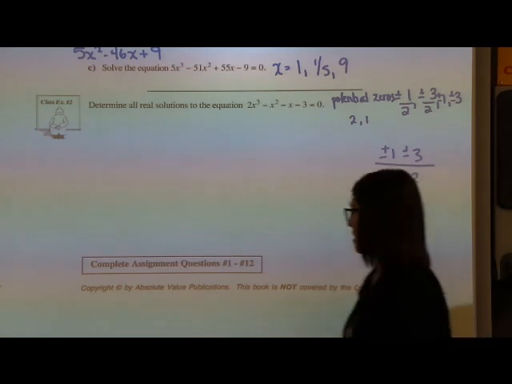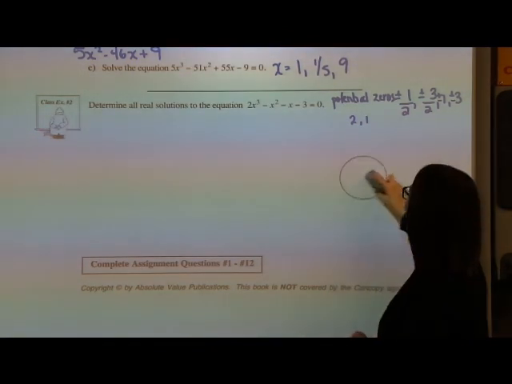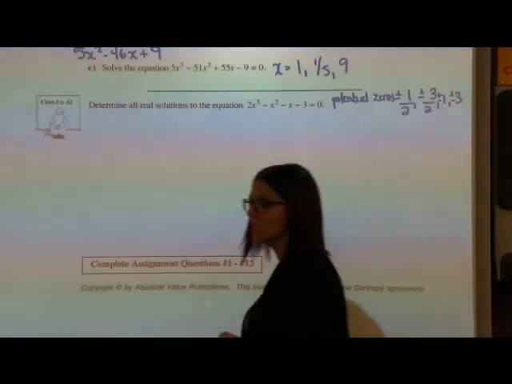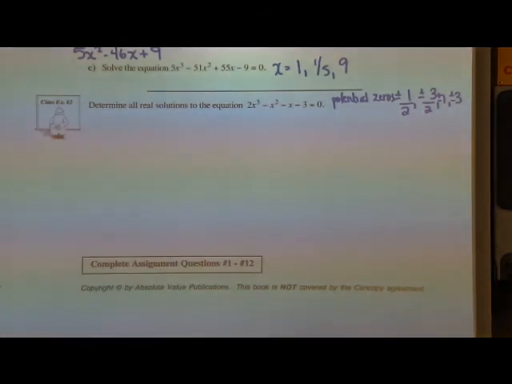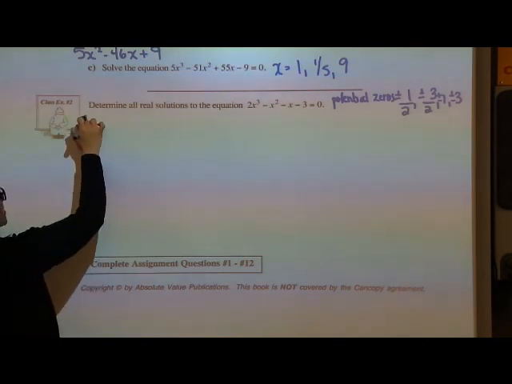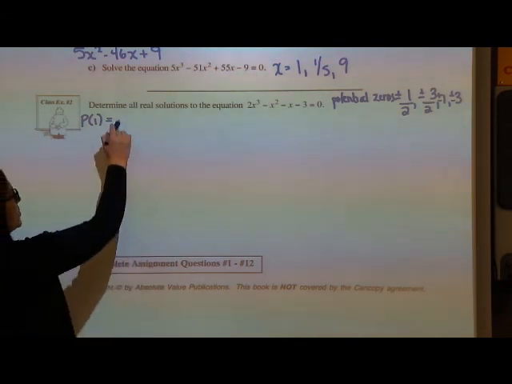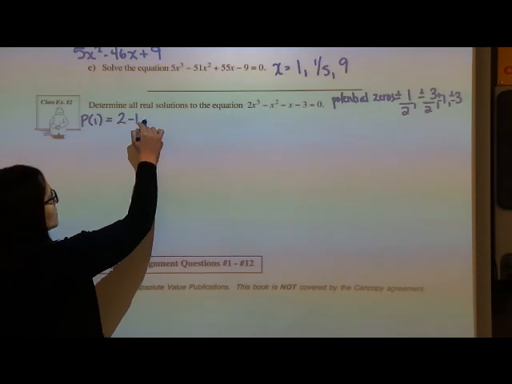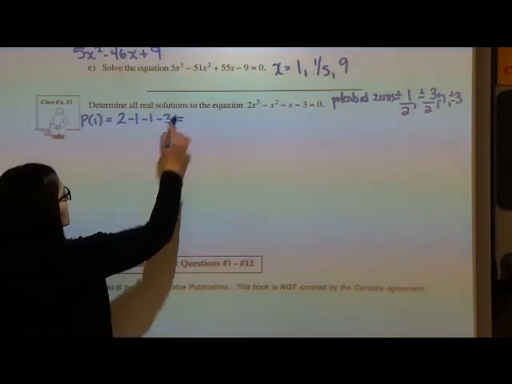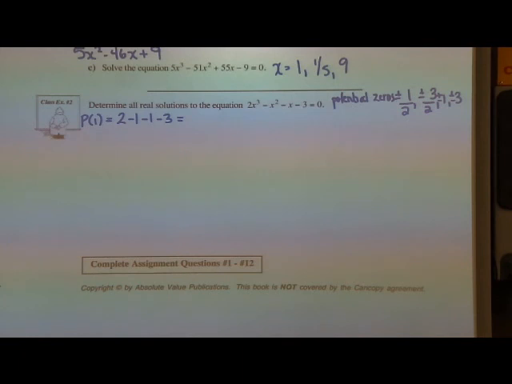Okay? So now when I'm checking potential zeros, start with the whole numbers or the integers first. Start with the positive and negative 1 and the positive and negative 3. So if I use the remainder theorem and I was to figure out P of 1, I get 2 times 1 cubed, which is 2, minus 1, minus 1, minus 3. What does that equal?